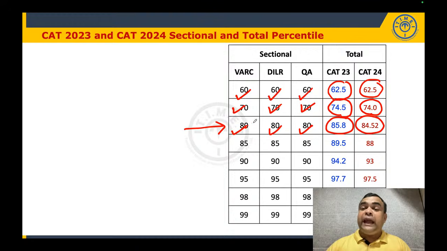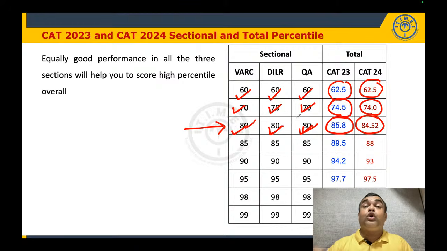if you score 80 percentile in every section, overall I get around 85 percentile. Means without scoring 85 percentile in any of the sections, my every section score is 80 percentile, but overall I'm going to get 85 percentile. And that's the key for cracking the CAT: a very high score in one section may not help you to score a high overall percentile, but an equally good performance in all the three sections will help you to score a higher percentile in overall CAT.